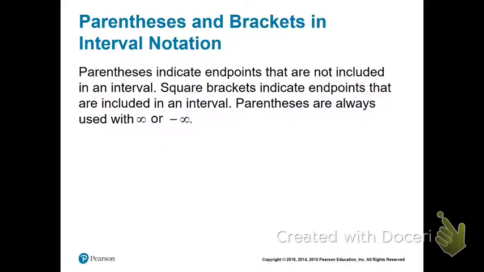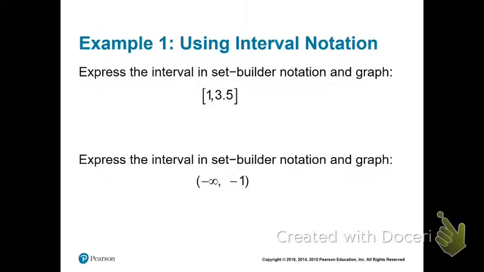And then here we've already talked about this, but it says parentheses indicate endpoints that are not included in an interval. So if they're not included, it's a parenthesis. Square brackets indicate endpoints that are included in the interval. So if it's equal to, it's going to have that square bracket. Parentheses are always used with the positive or negative infinity because remember we can never equal them.